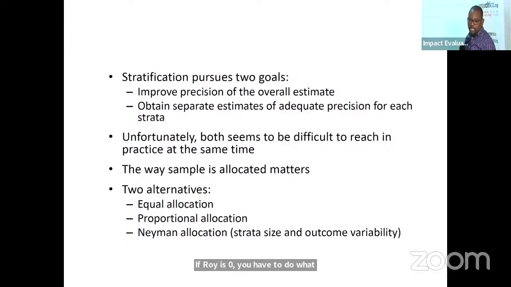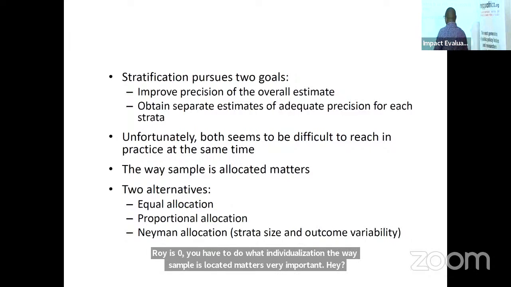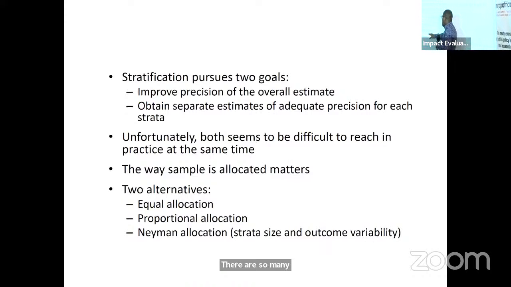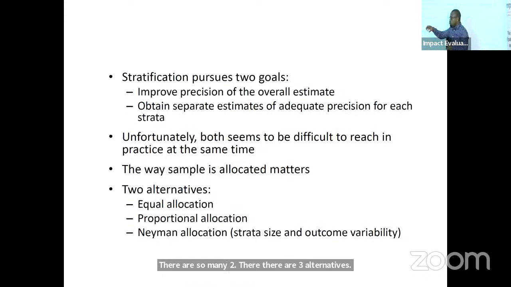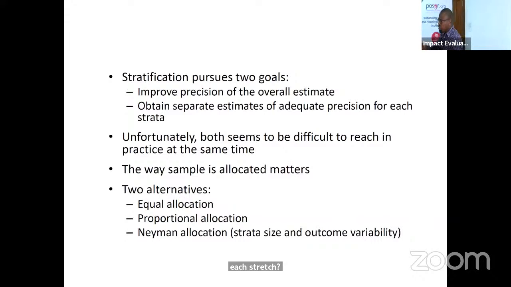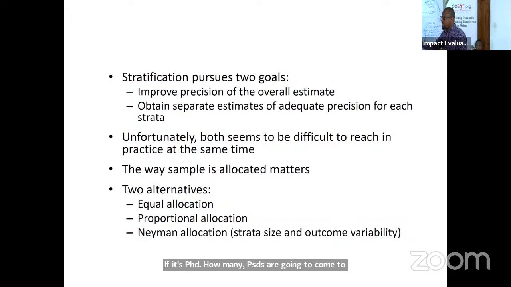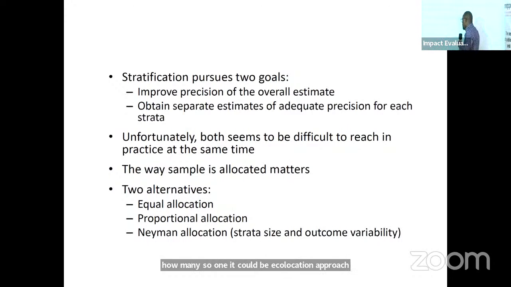The way samples are allocated matters, very important. There are three alternatives. There's equal allocation within each strata. How do you allocate sample size within each strata? If it's PhD, how many PhDs are you going to capture, doctoral students? If it's masters, if it's undergrad, how many? So one, it could be the equal allocation approach. Another one, it could be the proportional allocation approach. And Neyman allocation, in which strata size and outcome variables are taken into consideration.